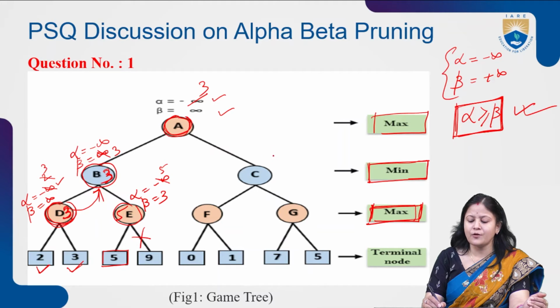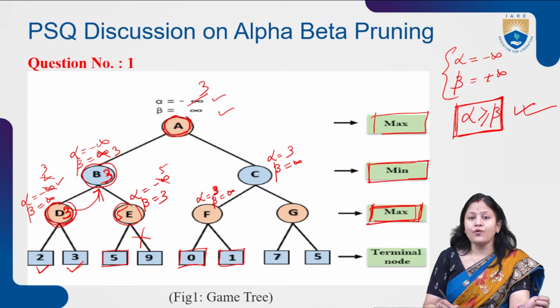Now we will explore the right side path. Here alpha equal to 3 and beta equal to infinity will be passed from the node A. And how do we explore C now? We move on the left side path. The same alpha beta will be passed from parent to child: alpha equal to 3, beta equal to infinity. Now we have to change the value of alpha for the node F because F is a max player. So alpha equal to 3 gets compared with the left child, that is 0. 3 and 0, who is max? 3. So no need to change. Again 3 and 1 get compared. 3 is max, so no need to change.